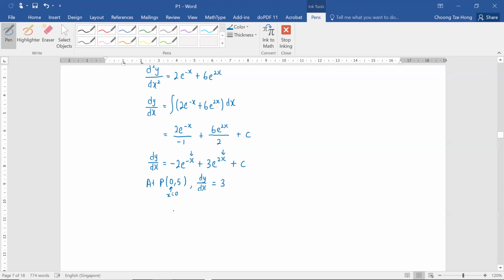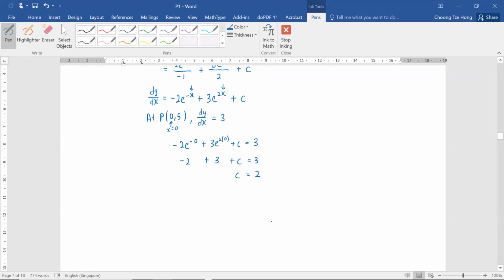All right, so minus 2e^(-0) plus 3e^(2 times 0) plus c equals 3. So you will get minus 2 plus 3 plus c equals 3. So c will be equal to 2. Right? Okay, so now that we have found c, we know the full expression for dy/dx already. So dy/dx is equal to negative 2e^(-x) plus 3e^(2x) plus 2.